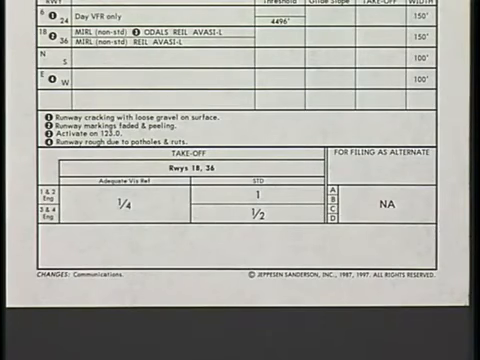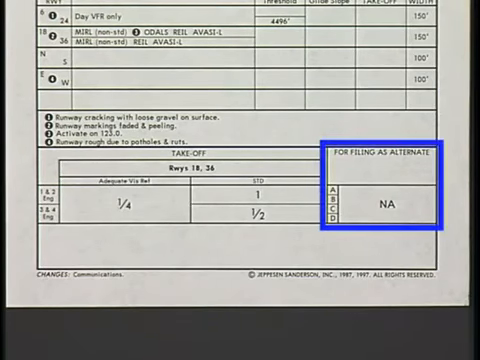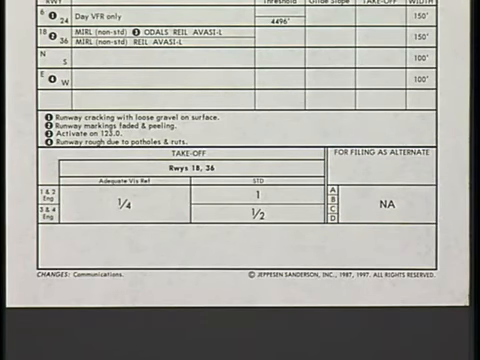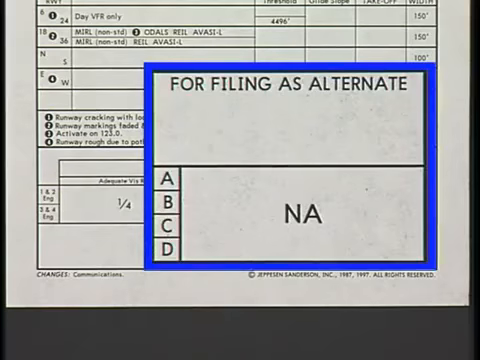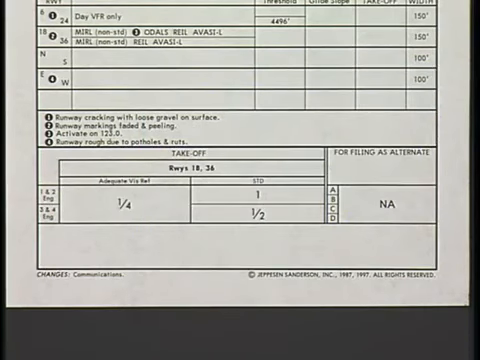The alternate airport weather minimums are published on the chart and may be shown either on the far right side of the chart or on the bottom of the chart below the takeoff minimums. These minimums are listed only when the airport can be used as an alternate on your flight plan. The NA on this chart shows that it cannot be filed as an alternate.